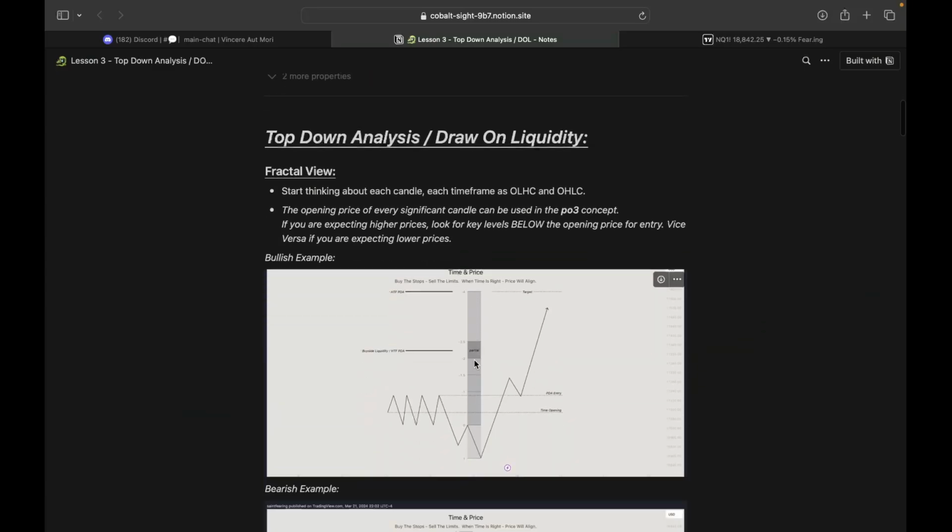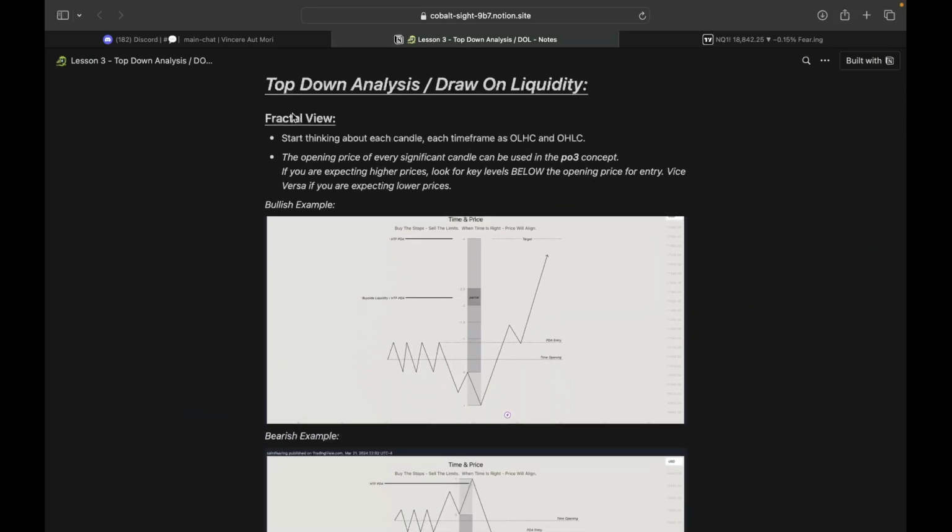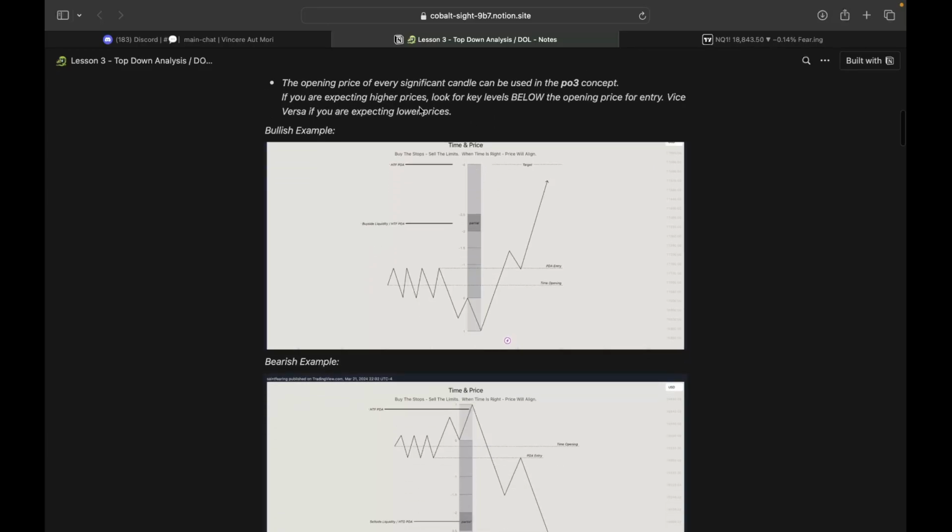So, as covered in our previous video, we need to start thinking about every single candle, each time frame, as open, low, high, close, and open, high, low, close. The opening price of every significant candle can be used in a Power 3 concept. If you're expecting higher prices, we look for key levels below opening price, and vice versa if we're expecting lower prices. Confirmation for every reversal is SMT. So, generally, a bullish example will look something like this.